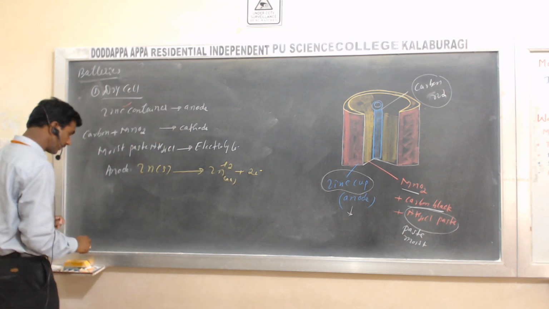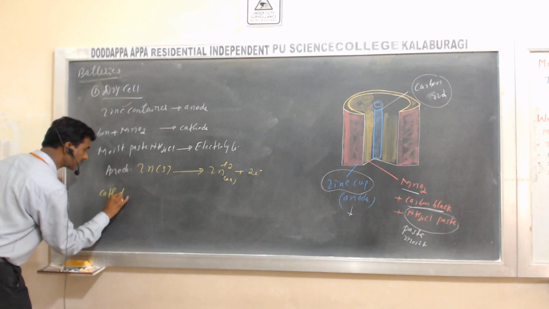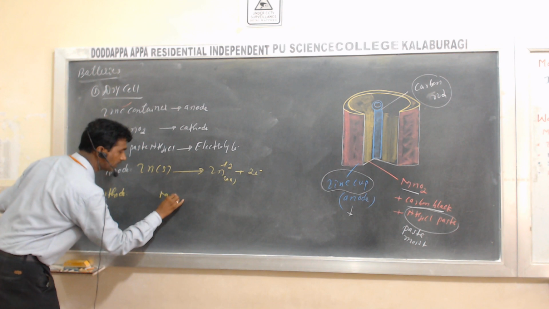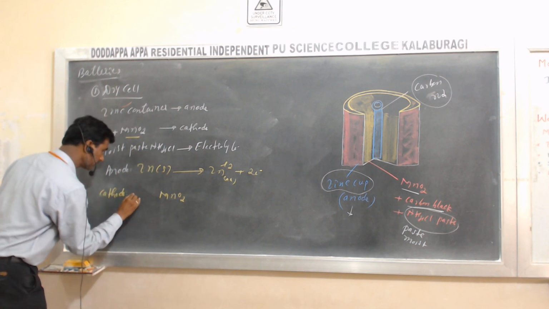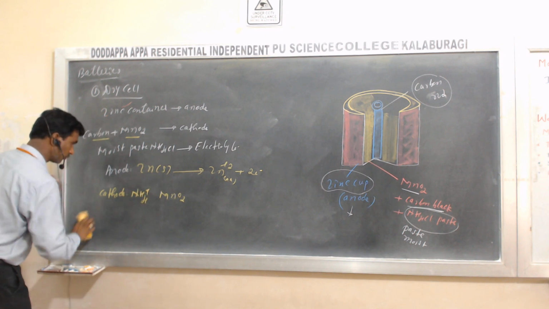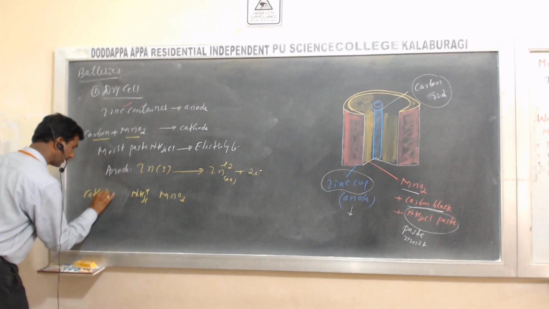Next, which is the cathode? You know that the cathode is nothing but MnO2. So carbon black and MnO2 plus NH4+. NH4+ is the electrolyte. Okay, this is the cathodic reaction.